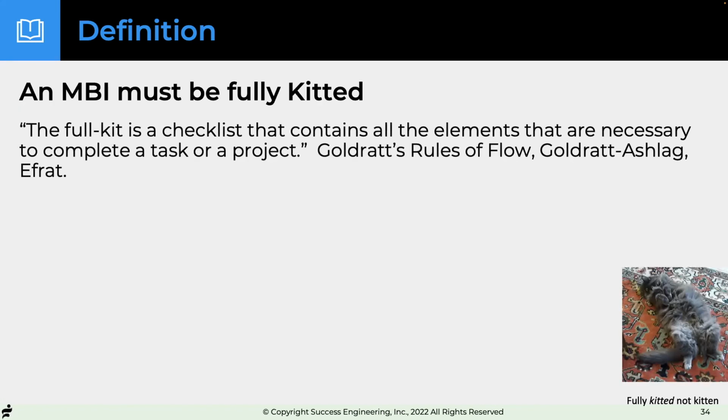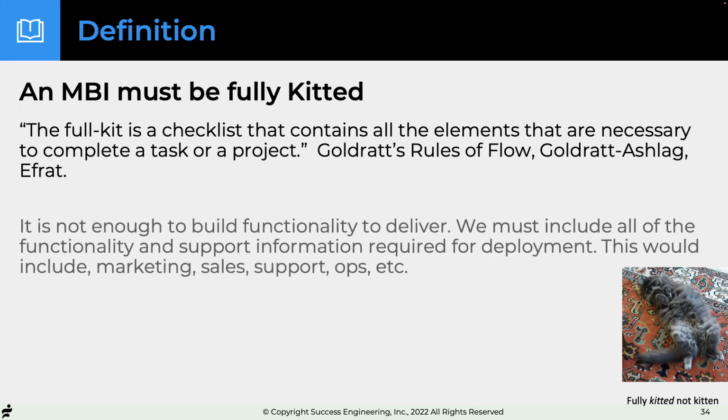MBIs must be fully kitted. I joke, not fully kitten. I'm a cat person if you haven't figured that out. It's a checklist of all the things that are needed. It's not enough to build functionality to deliver. It's insufficient to do that. We must include all the functionality and support. This is where full kitting comes in. What are all these pieces?